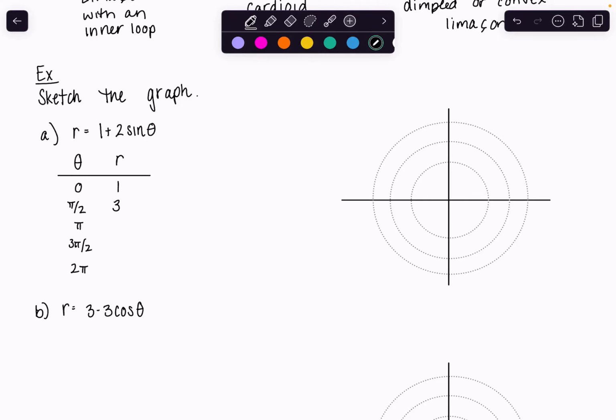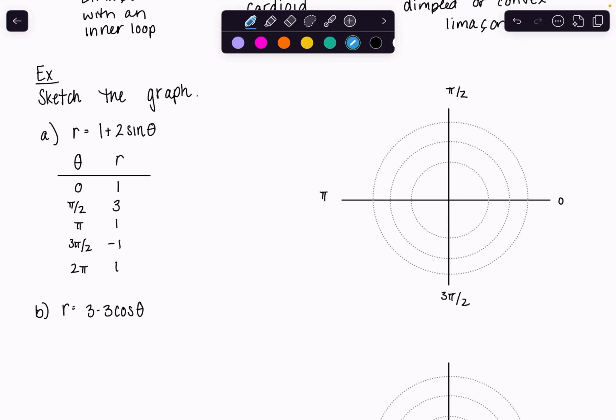Sine of pi is 0, so that will be 1. When you plug in 3 pi over 2, sine of 3 pi over 2 is negative 1. So this would be 1 minus 2, resulting in negative 1. And then 2 pi will land you back at 1. Okay. So we'll go ahead and we'll plot these points and we'll see how it makes the shape we want.